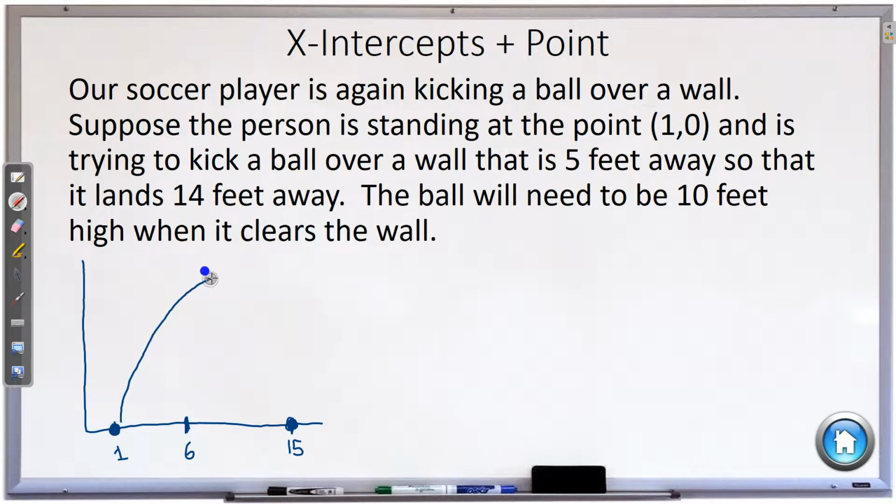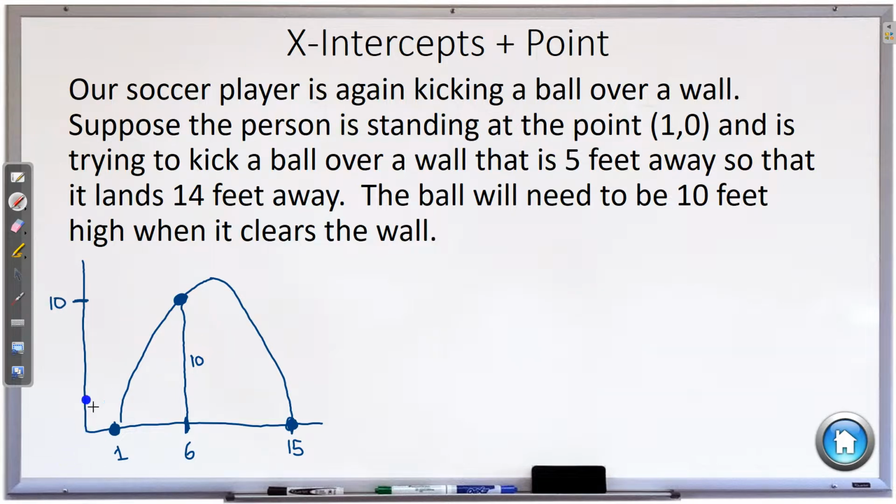So I'll draw my parabola coming down. But we do know this point right here. The ball will need to be 10 feet high when it clears the wall. Alright, so right here at 6 is where the wall is. And when it clears this right here, that needs to be 10 feet high. So the y value is 10.